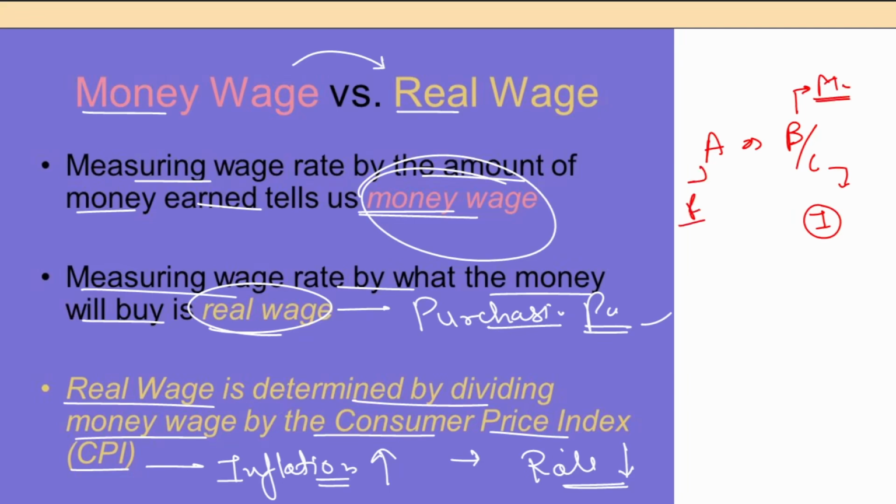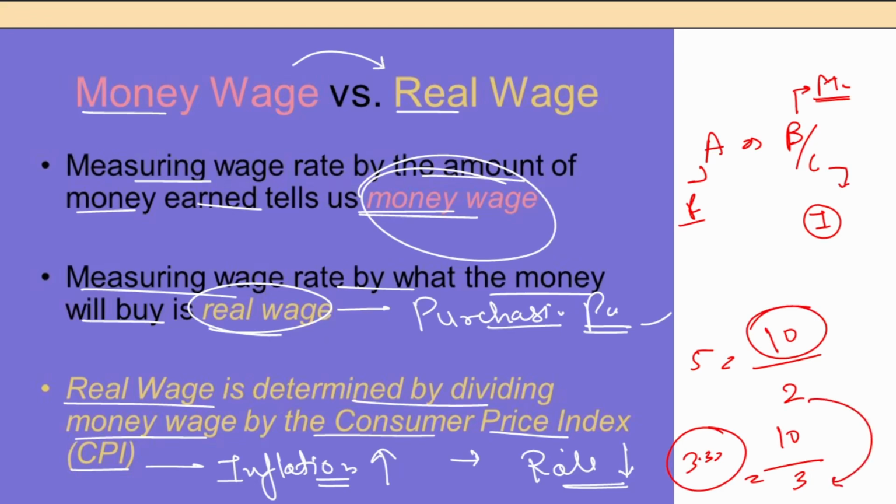Okay, so let's say the money wage is 10, and inflation is 2. So real wage is 5, and inflation becomes now 3. Okay, so it becomes 3.33. So for the same money wage, if the inflation increases, then there will be a reduction in the real wages. Alright, so this concept is very, very easy.